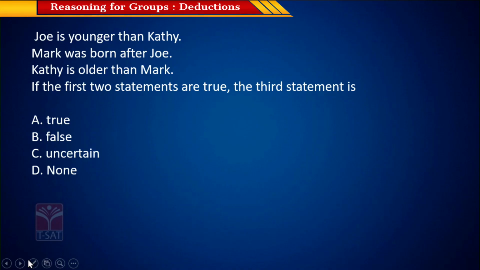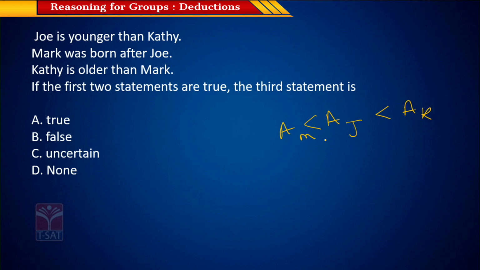Joe is younger than Kathy. Mark was born after Joe. So if someone is born after a person, then they are younger than them. So you can say the age of Joe is less than the age of Kathy. And Mark was born after Joe, so the age of Mark will be less than the age of Joe.